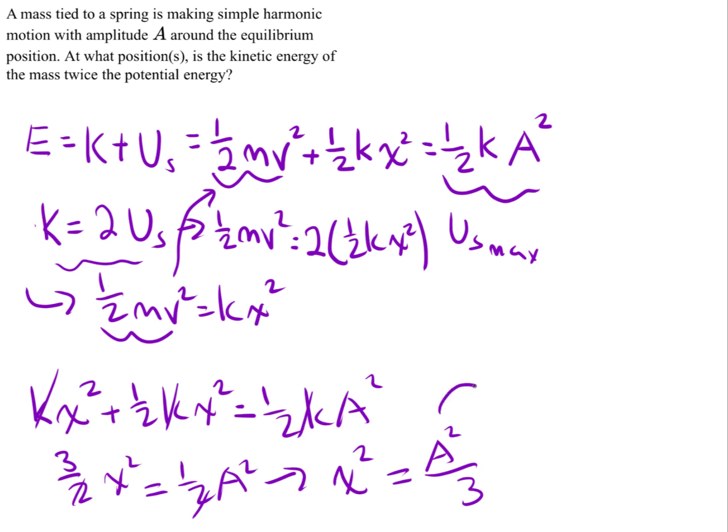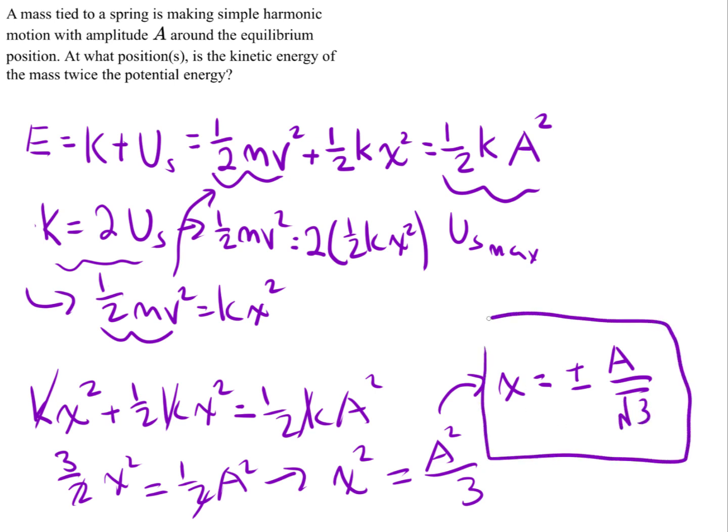And now we can take the square root of this to get that x, or the position, is equal to, there's actually a plus minus since we're square rooting it, so A over the square root of 3. And the plus minus is used to symbolize that there are actually two positions where this could happen. And this is how you would solve this problem here.